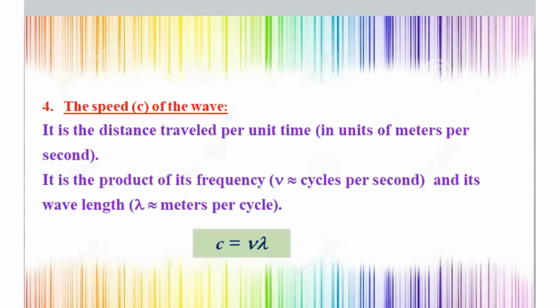The speed of the wave is the distance traveled per unit time. It is the product of its frequency and wavelength, where wavelength is represented by lambda, frequency is represented by nu, and the speed of light is represented by c. There is a direct relationship between the speed of light, frequency, and wavelength.